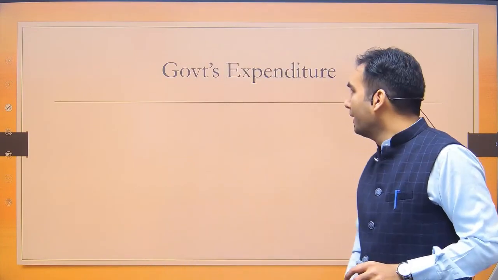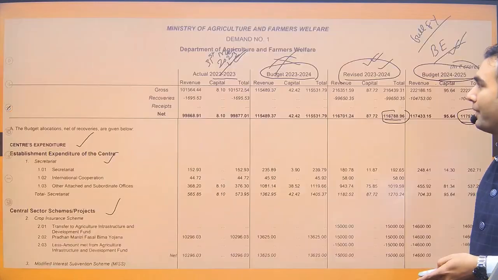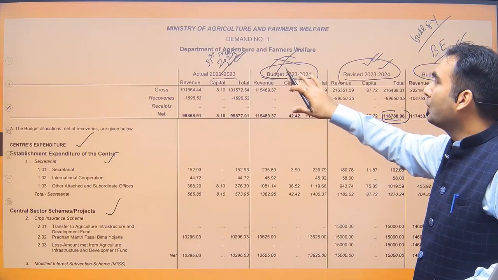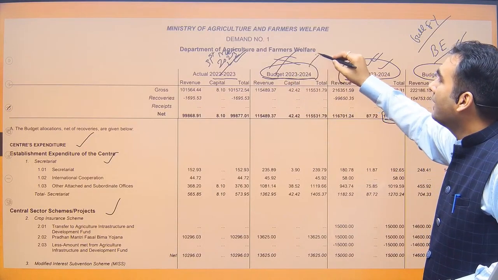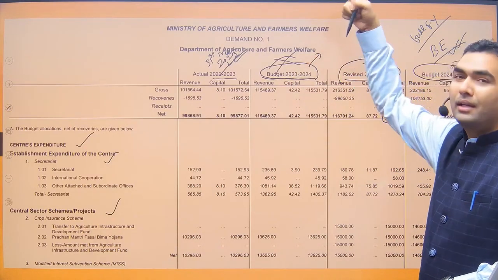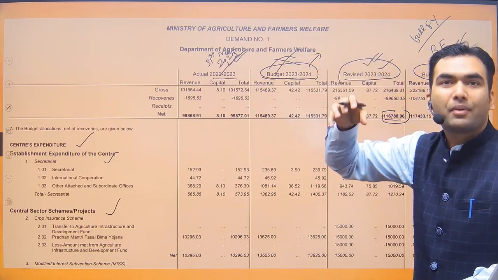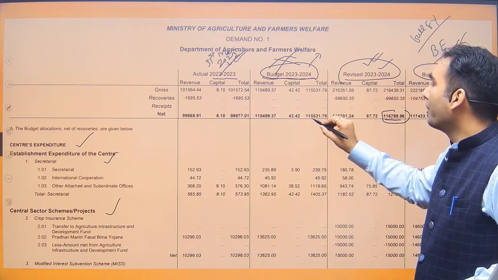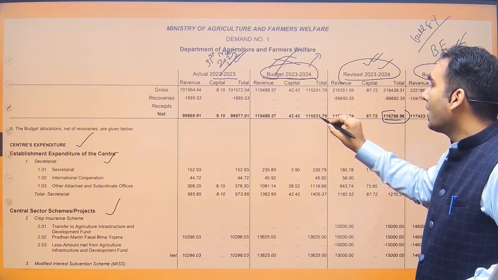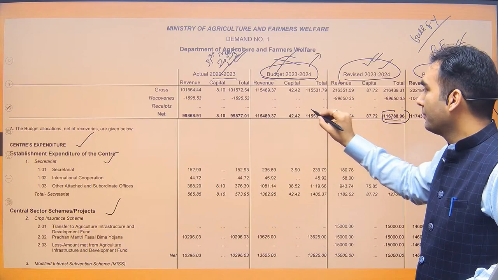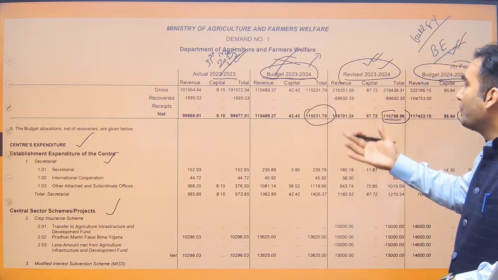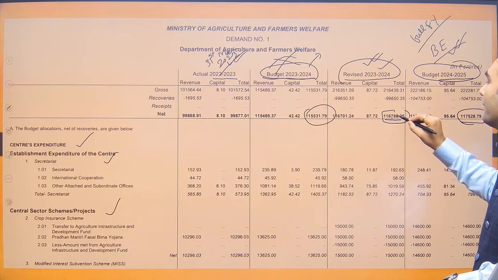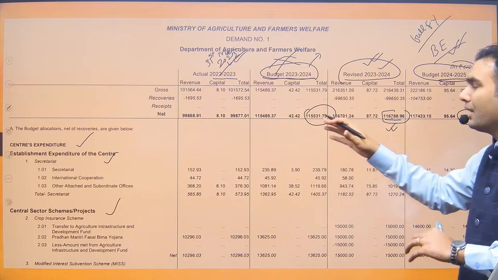What is the difference? This is a good doubt. I was expecting it to be asked. These numbers which are presented here, budget 2023-24, are the data which was given in last year's budget. So last year when the finance minister presented the budget, she proposed that the total expenditure would be 1,15,531 crore. Whereas the actual expenditure that has happened is 1,16,788 crore. So actual can always be different.